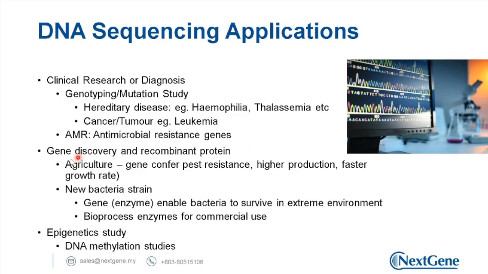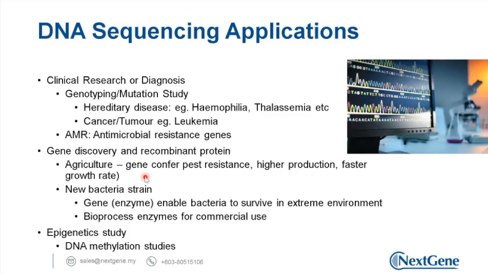Okay. So next, in addition to those clinical research and diagnosis settings, DNA sequencing can be used in the field of gene discovery and recombination technology. When we talk about gene discovery in agriculture, we might need to do some transgene work to transfer genes that confer pest resistance, or produce more fruit, bigger fruit, or faster growth in crops or any farm plant.